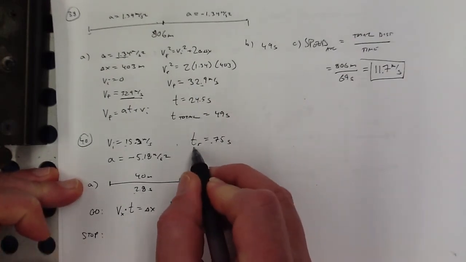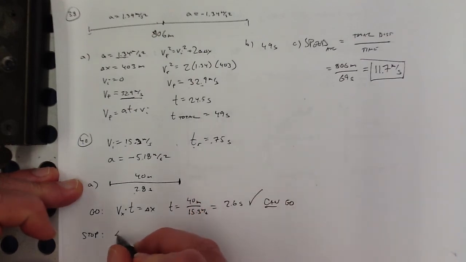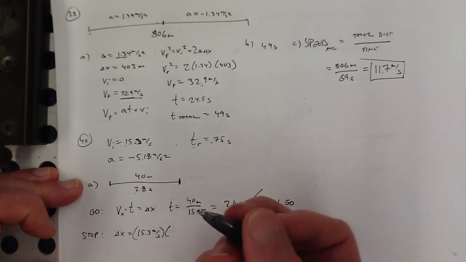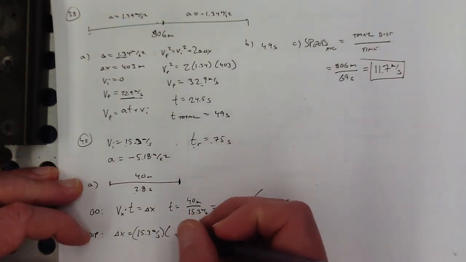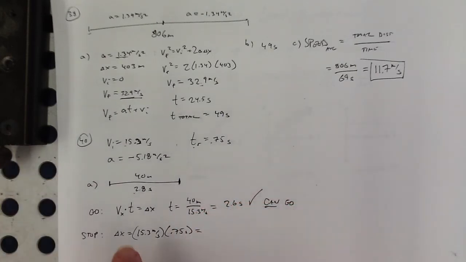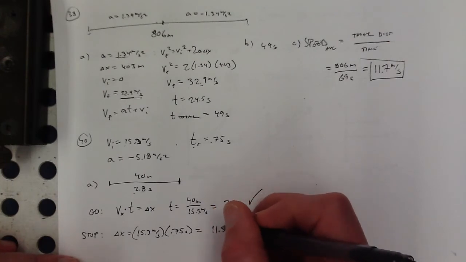My reaction time is going to be 0.75 seconds. So that means for 0.75 seconds, I'm going to keep going at my constant velocity. Not because I want to, but because that's how long it takes me to realize that the light has changed. So the first bit of distance that we go before we hit the brakes is about 11.5 meters.